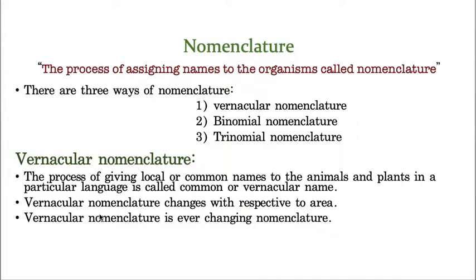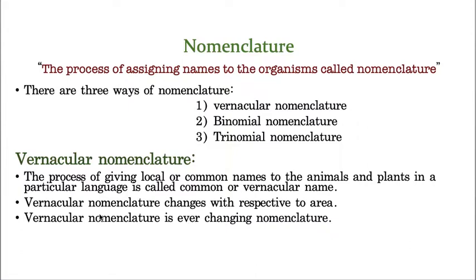Very simple. It is just giving local, common names according to the place where they are living. If you are living in Pune, Karnataka or Tamil Nadu, whatever the region where you are living, in that particular regional language you call that particular organism. That is called vernacular nomenclature. As it changes from one area to another, it is not a fixed nomenclature. Hope you understand.